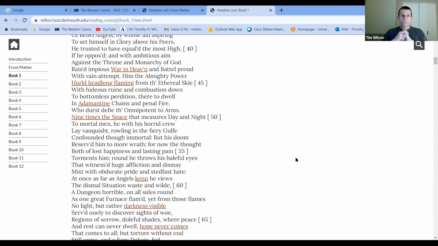but his doom reserved him more wrath. But there's more wrath than just the fact that he's lying there in this burning lake. For now the thought both of lost happiness and lasting pain torments him. So the hell is in the mind, right? The hell is the torment of knowing that this will last forever, and the torment of knowing that you had something so perfect before and you lost it, right?